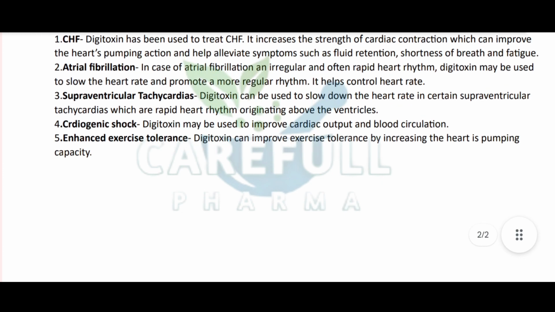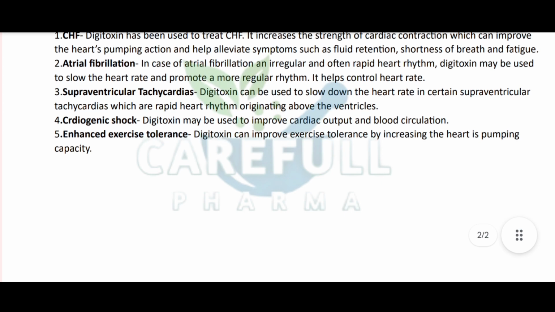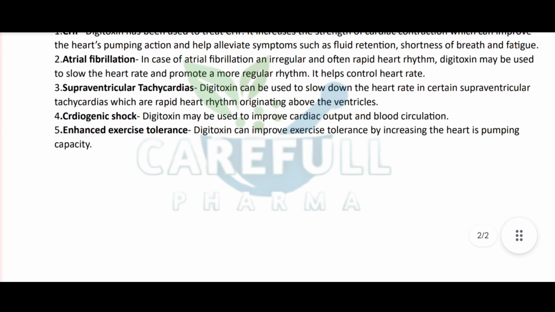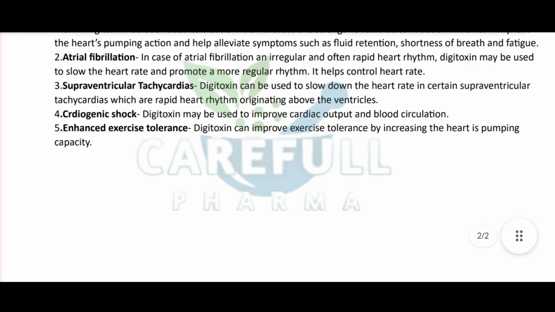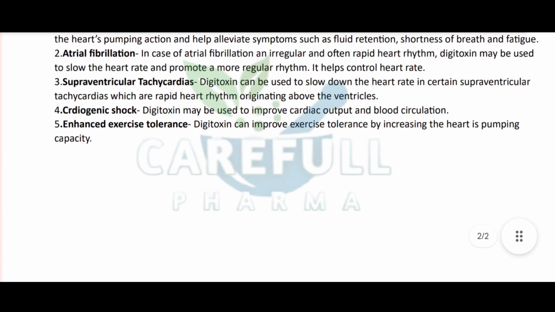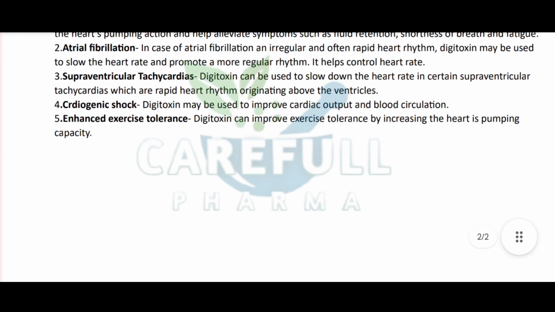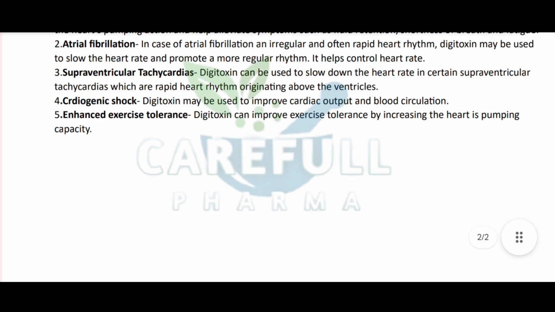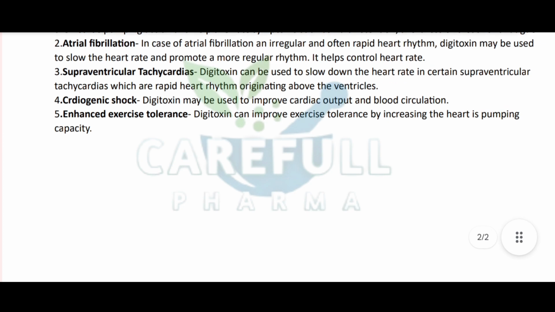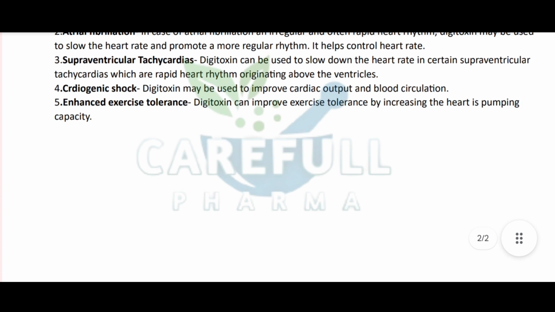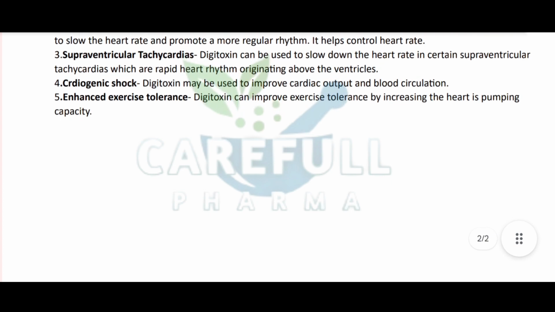2. Atrial fibrillation. In case of atrial fibrillation, an irregular and often rapid heart rhythm, digitoxin may be used to slow the heart rate and promote a more regular rhythm. It helps control heart rate. 3. Supraventricular tachycardias. Digitoxin can be used to slow down the heart rate in certain supraventricular tachycardias, which are rapid heart rhythms originating above the ventricles.